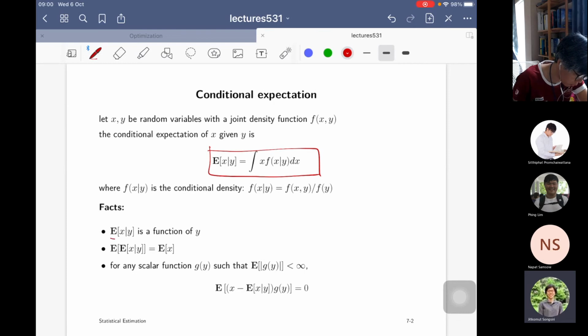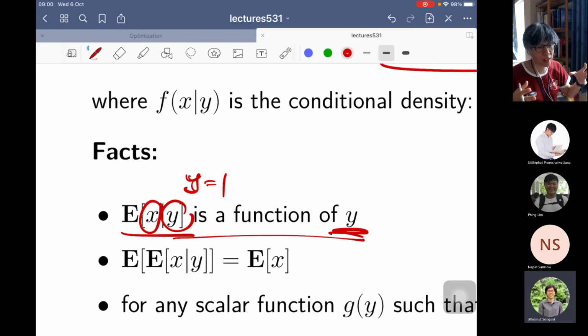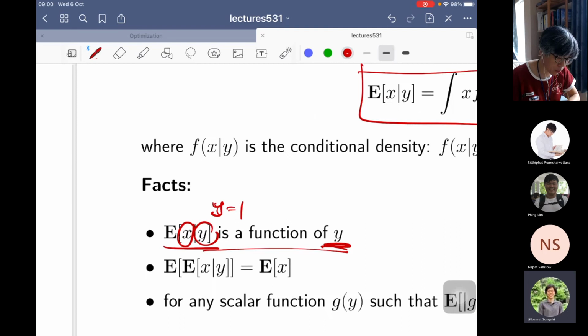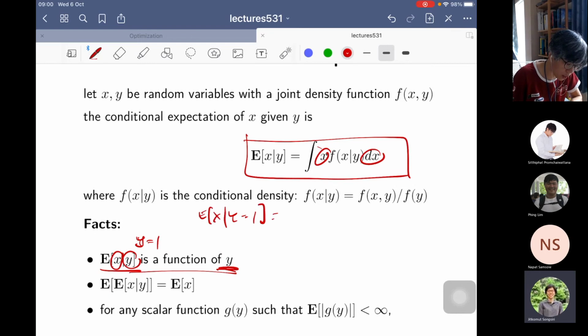First of all, the conditional mean of x given y is a function of y. I hope that is clear, because when y is given, like y equals 1, and you find the mean of x, it means that you aggregate all the possible values of x. By this operation, you integrate over all the values of x. So when y equals 1, E of x given y equals 1 is, suppose, 2. And when y equals 2, probably the mean is 3.